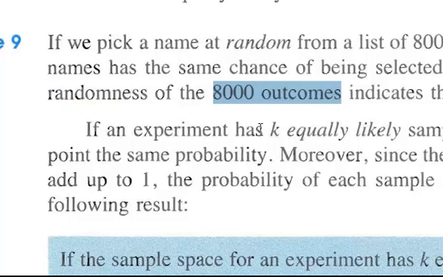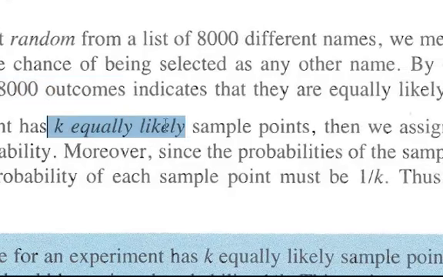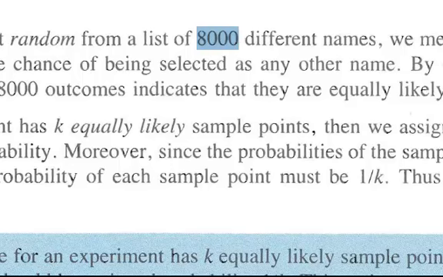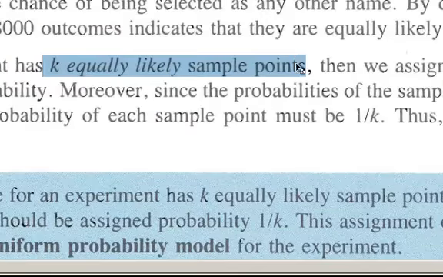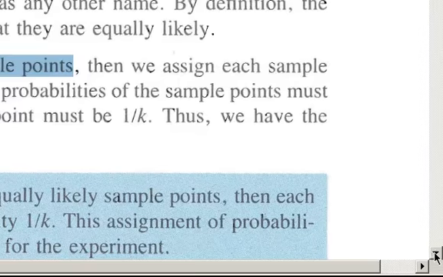If an experiment has k equally likely sample points, so this one we would say has 8,000 equally likely, this one has 6, this one has 2, then we assign each sample point the same probability. Moreover, since the probabilities of the sample points must add up to 1, the probability of each sample point must be 1 over k. So if there are k of them, each one must have probability 1 over k. Thus we have the following result.